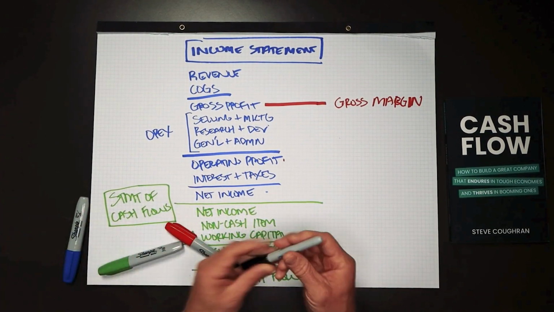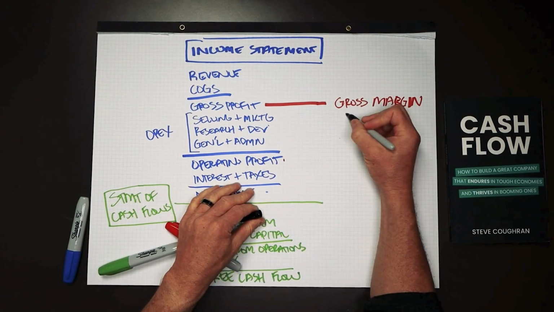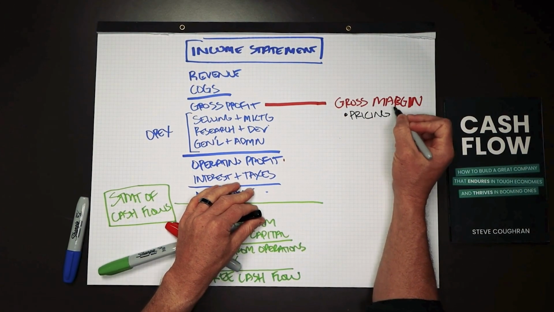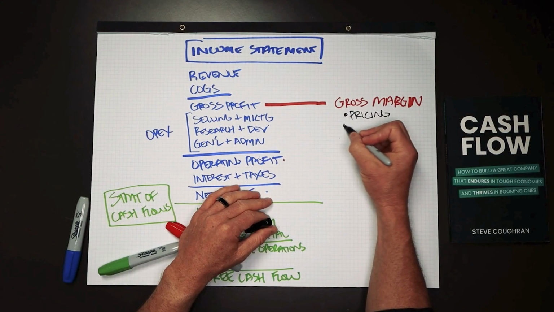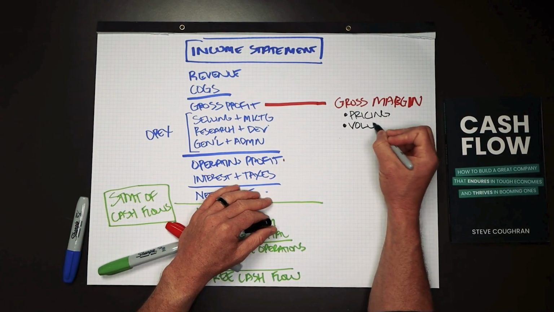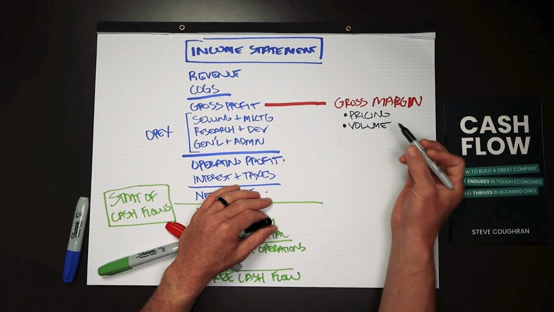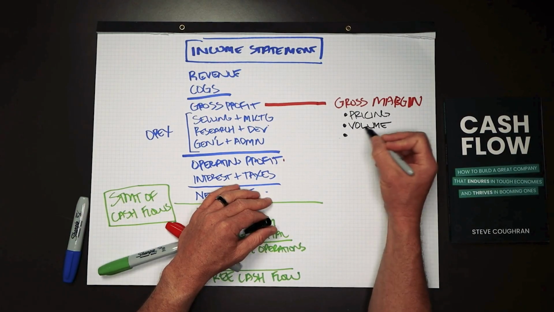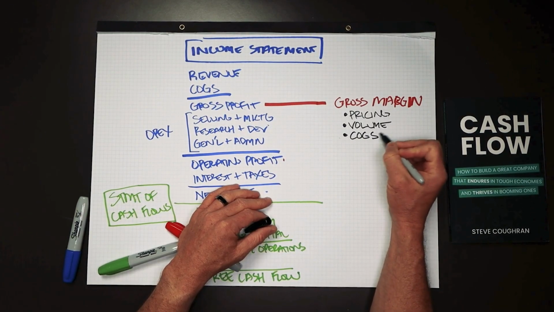Let me just get another color here. First, through pricing. So in other words, you can increase the prices of your products and services by strengthening your offer, making it more compelling, increasing the perceived value that you're selling to your customers. Or you can do more volume. In other words, sell more units. So you have pricing and volume, and that impacts your revenue. Or you can decrease your cost of goods sold.